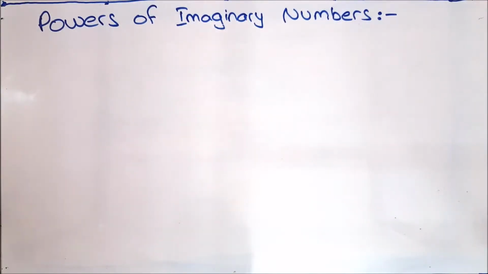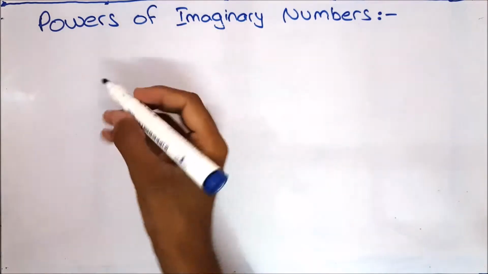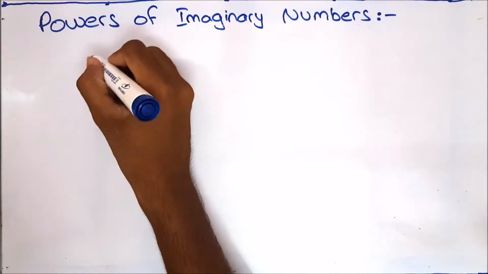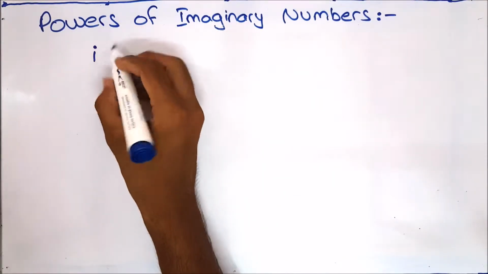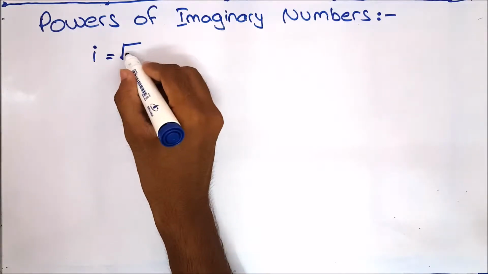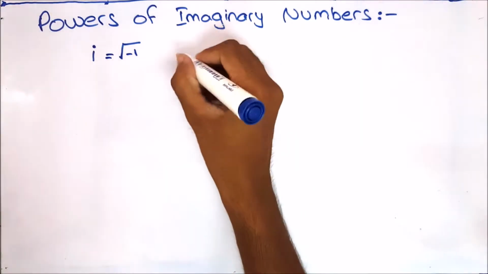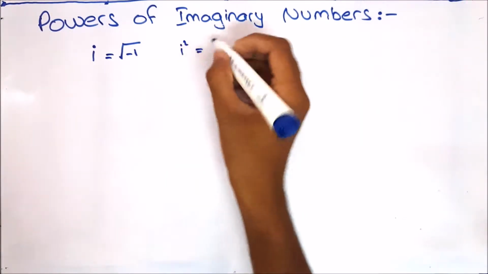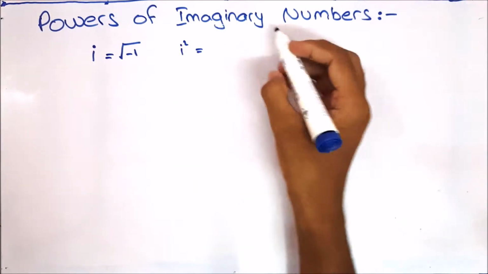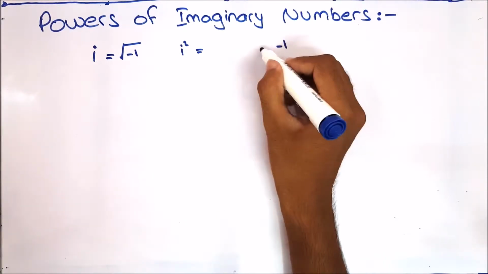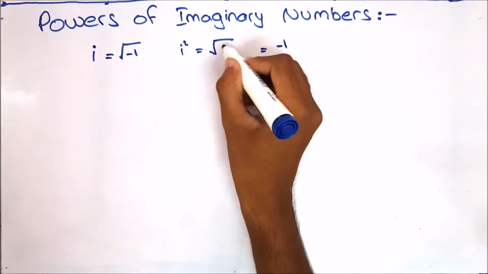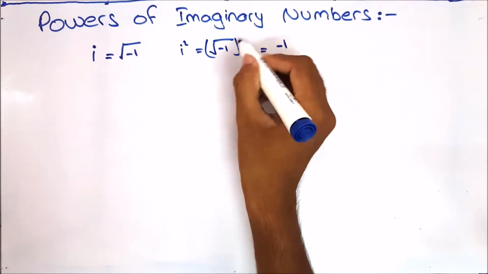Alright, in this video I'm going to teach about the powers of imaginary numbers. We know what imaginary numbers are. The imaginary number is i, which is equal to the square root of minus 1. And we also know that an imaginary number is a number which, when squared, gives us a negative 1.